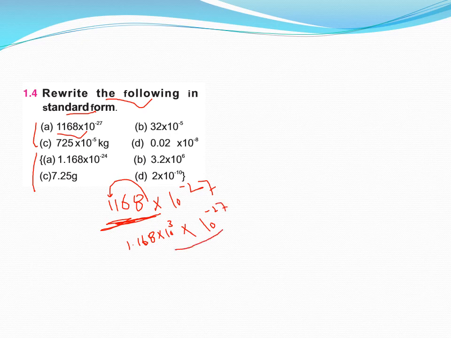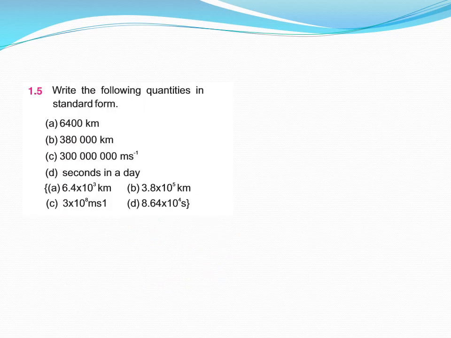So if you simplify this power of 10, we get 1.168 times 10 to the power -27 plus 3, which is -24. So this is the result. So there is a very straightforward and easy way to get the standard form. You can do parts B, C and D yourself to make it more clear, so that you can understand this concept. Again, this is 1.5, involving conversion. These are 4 parts and these are the answers. Let's again do the first part for clarification.